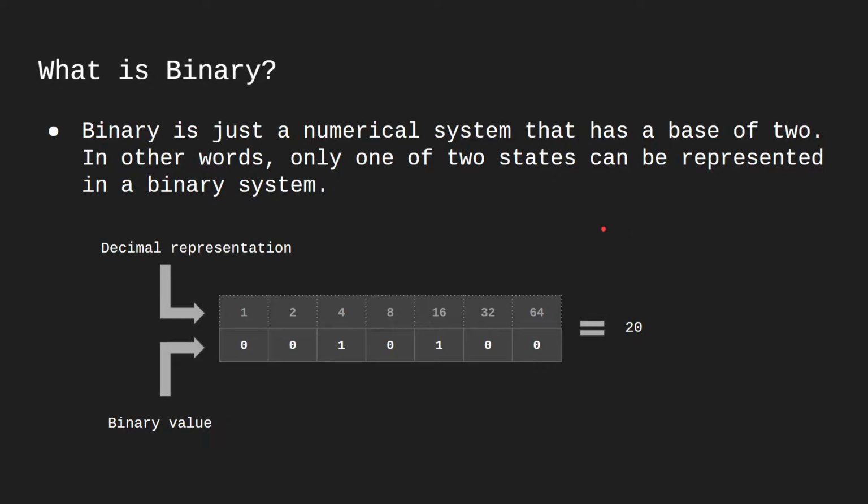What is binary? Binary is just a numerical system that has a base of 2. So in other words, it can only represent one of two states. Below we'll see a series of bits, and each of these bits can be in either one of two states, either on or off. Now using a collection of bits, we can actually represent larger data structures or numerical values.